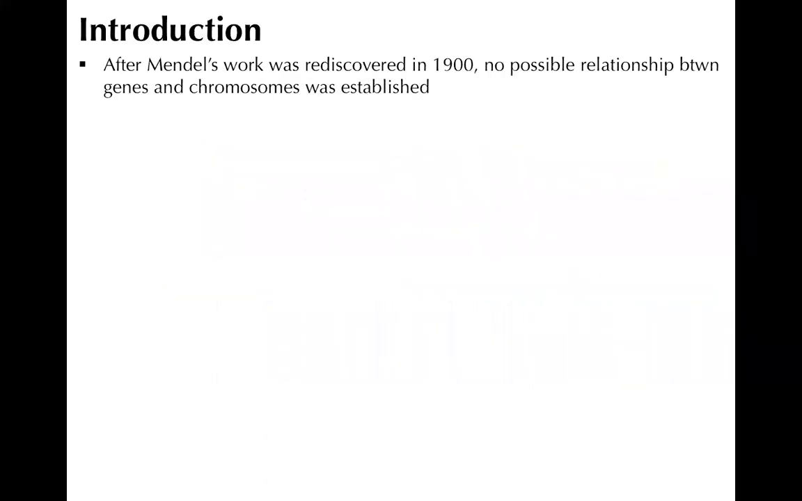So, introduction. After Mendel's work was rediscovered in 1900, a possible relationship between genes and chromosomes was suggested. Do you remember I was telling you in the classroom that Mendel proposed two laws of inheritance, but he did not know about chromosomes, cells, and genes? He simply called them traits. He did not know those traits or genes are located on chromosomes.